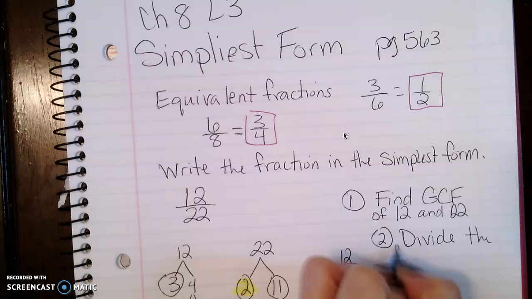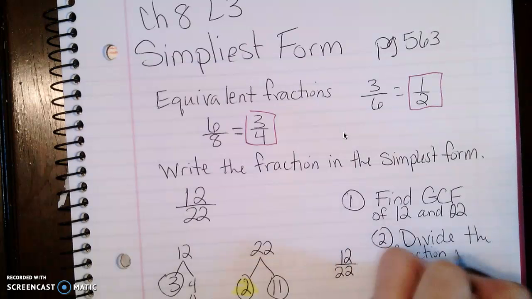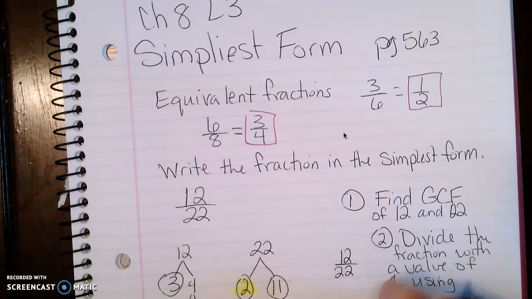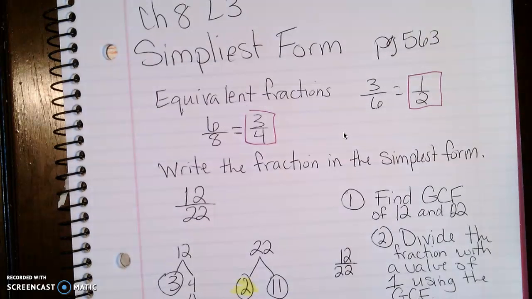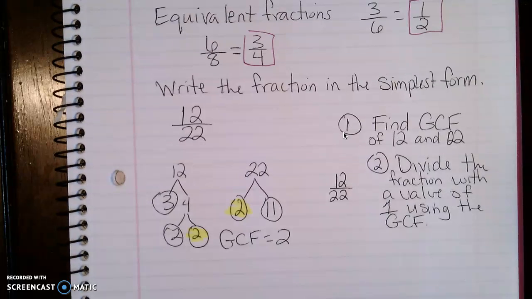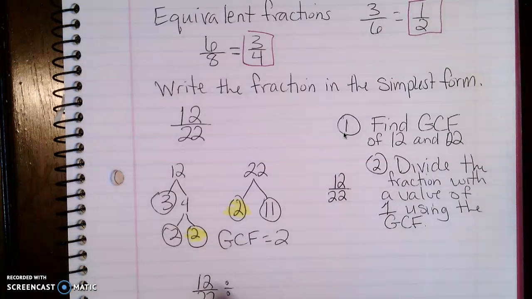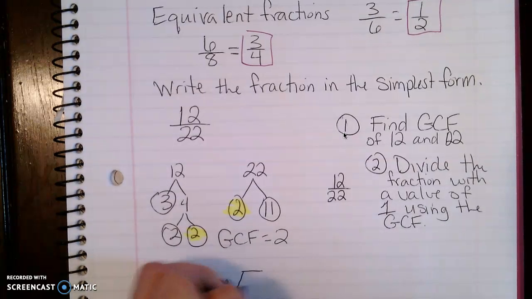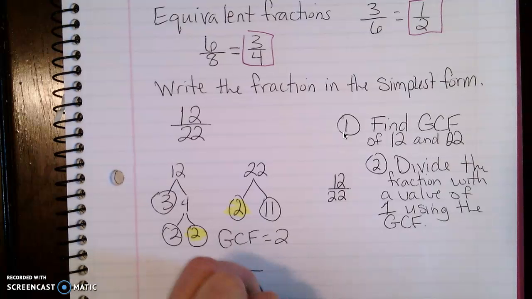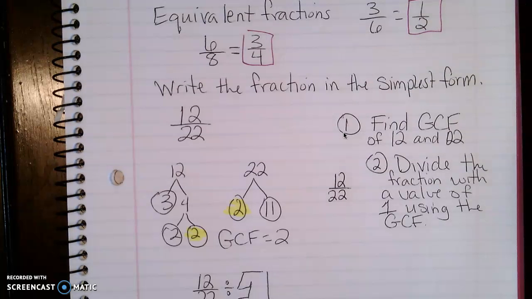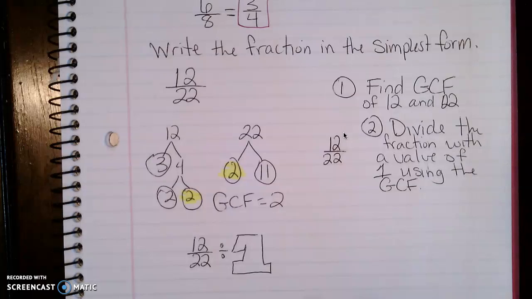the fraction with a value of 1 using the greatest common factor. So actually I'm going to take this 12/22 down on my page here. Okay, so let me write it down here. So I'm going to divide this fraction by a value of 1, and I'm going to make my 1 look here so I can write inside it like a bubble 1, but divided by a value of 1 using the greatest common factor. So my greatest common factor is 2.